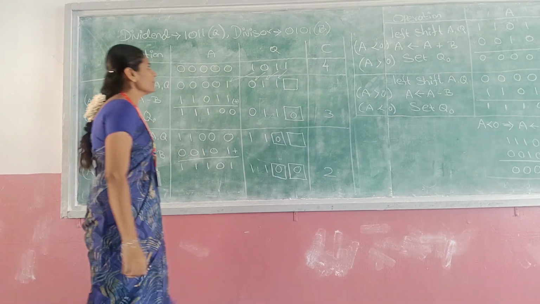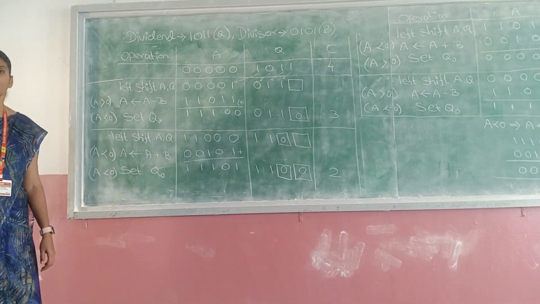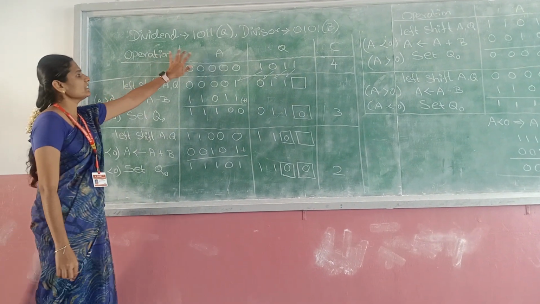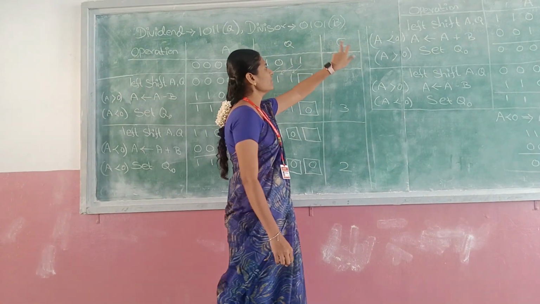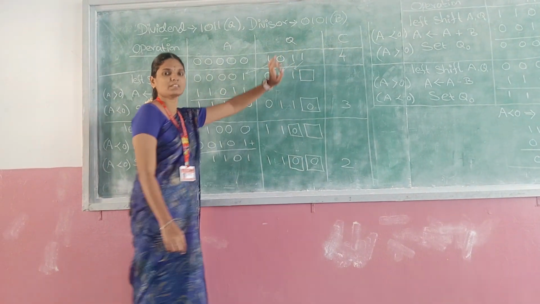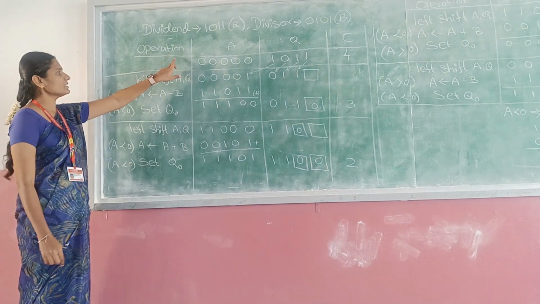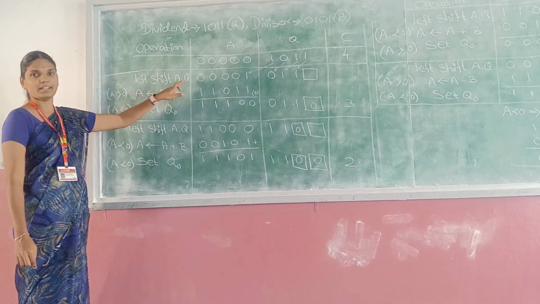So in my first step, I have assigned the values for all my variables. I have assigned the value for A, I have assigned the value for Q, and I have assigned the value of C. So here my first step is over. The second step is left shift of A.